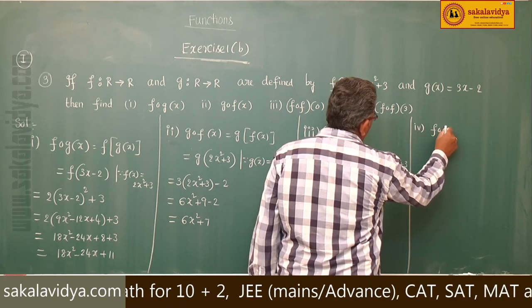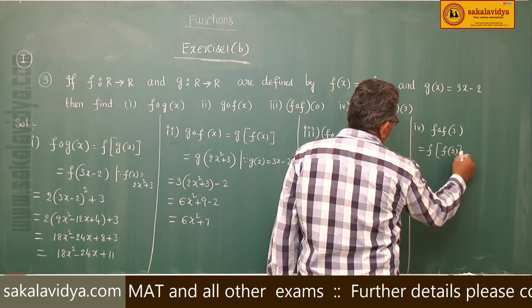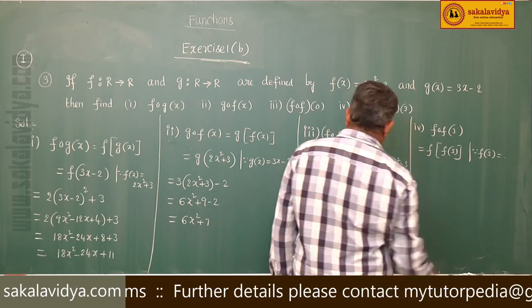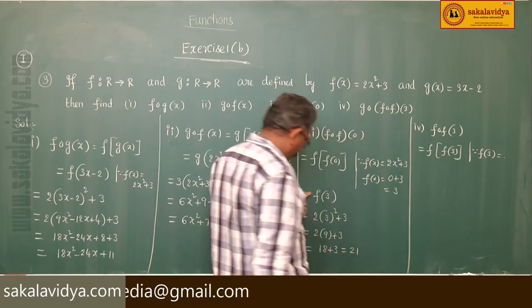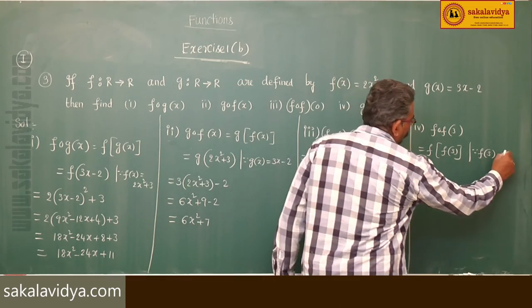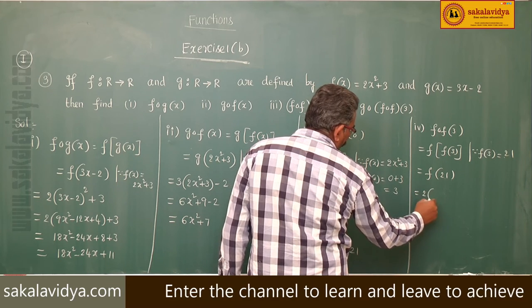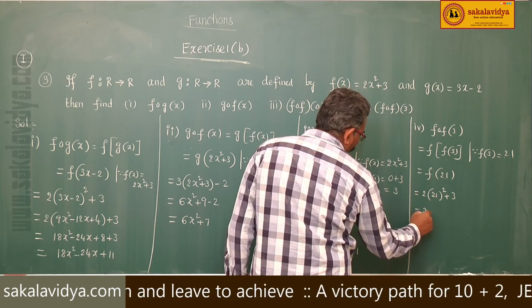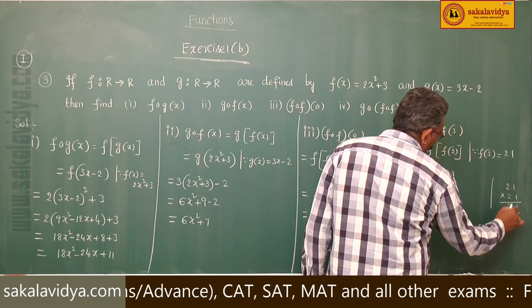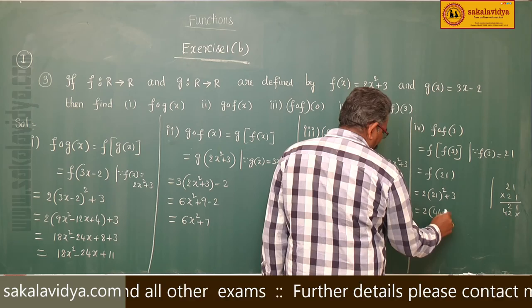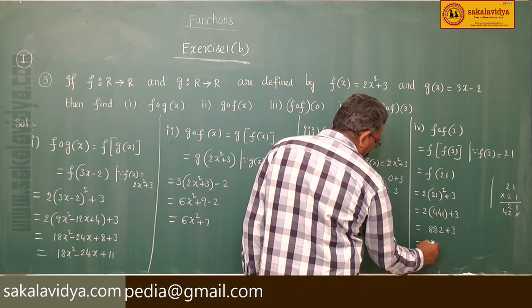Fourth. In fourth, let us find out f circle f of 3. So, f of f of 3. So, now f of 3 is equal to, substitute here, f of x is equal to 2x square plus 3. Already f of 3 we have here, f of 3 is 21. So, f of 21. Again, substituting here, 2 into 21 square plus 3. 2 into 21 square means 21 into 21, that is 441, plus 3. So, 2 times 441 is 882 plus 3. This is 885.